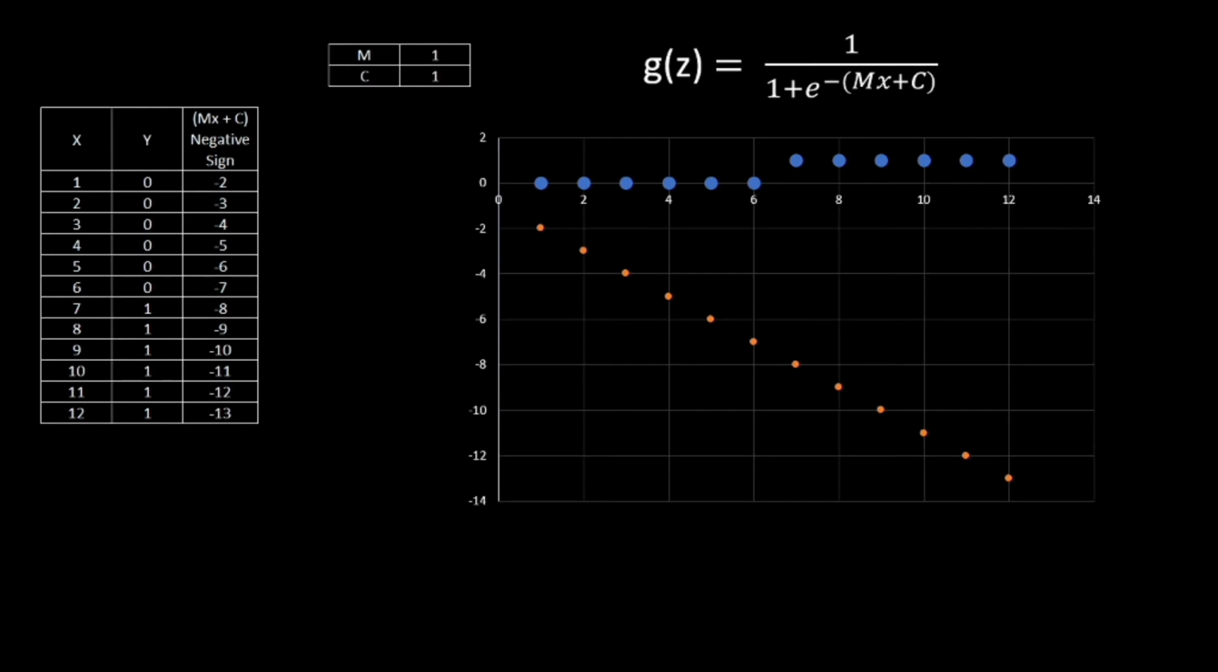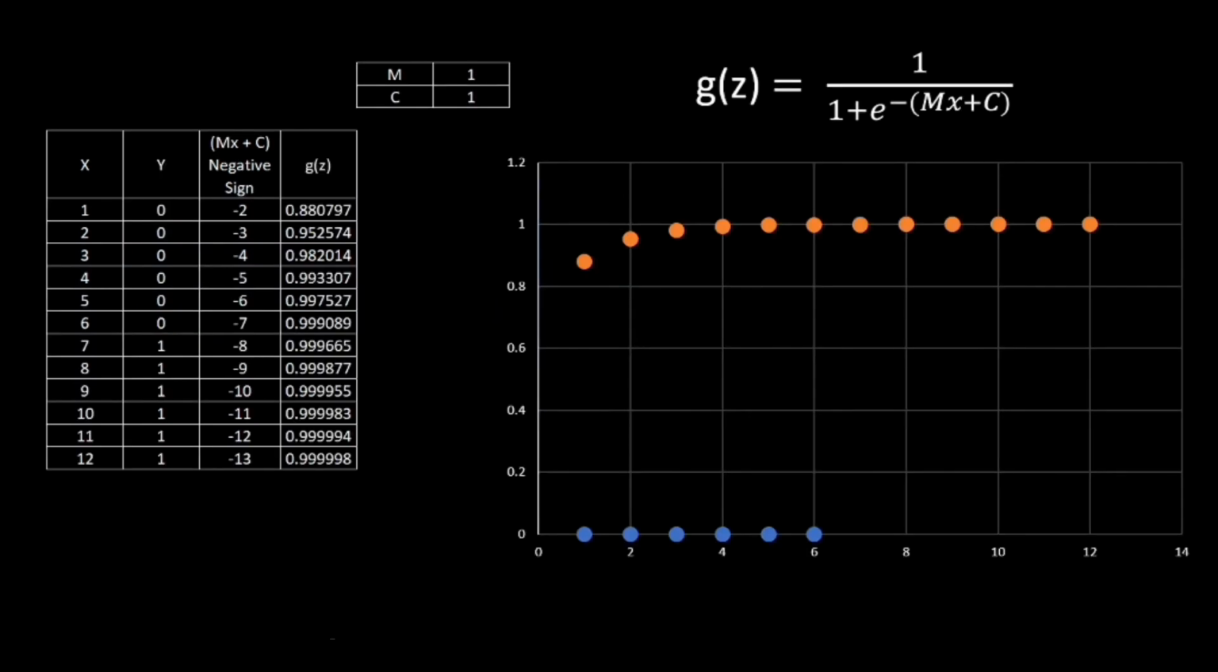For transforming these red dots to this blue dot distribution, we have to apply this 1 upon 1 plus e to the power minus (mx plus c) on top of these points, where we have already calculated the minus (mx plus c), so we just have to figure out 1 upon the calculated value. And here we are with the G(z). Now we have applied the exponential and figured out the value of G(z). So this is how the plot looks.